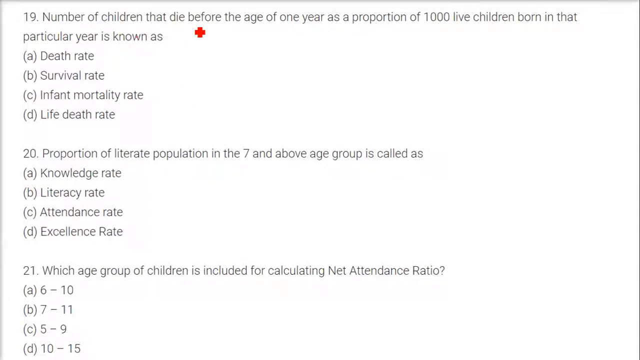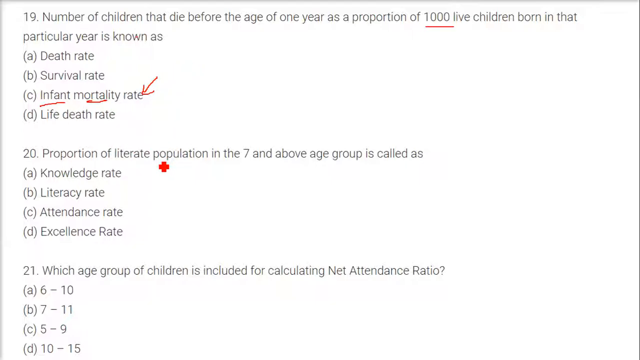The number of children that die before the age of 1 year as a proportion of 1,000 live children born in a particular year is known as the infant mortality rate. Infant means kid, child. Mortality means death. Rate is rate, right? How fast it is growing. So 19th here is infant mortality rate.